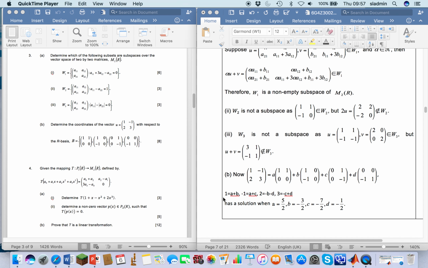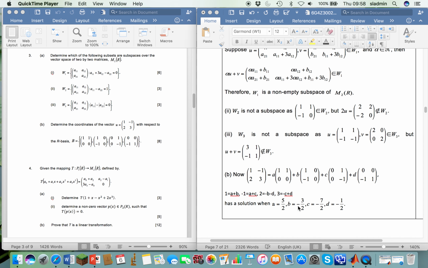So we have 1 is equal to A plus B, plus no C's plus no D's. Similarly, we can do the same for row 1, column 2, row 2, column 1, and row 2, column 2. So we have these simultaneous equations, and we solve them for A, B, C, and D. I'll let you try to do that. And here is the solution.